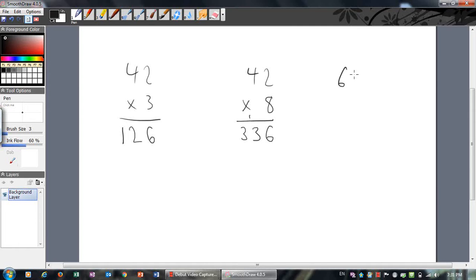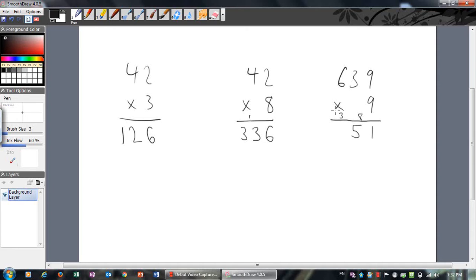So let's do 639 times by 9. Let's do that. Seems like it might be a bit more complicated. Let's have a look. Short multiplication, 9 times 9, 81. 3 times 9 is 27, but remember we need to add the 8. 27 plus 8 is 35, so we write the 3 here, 35.